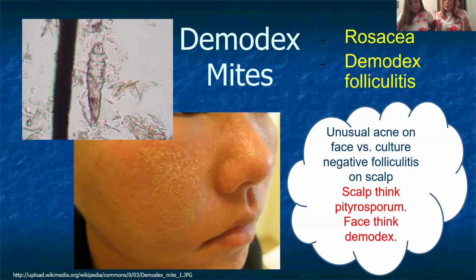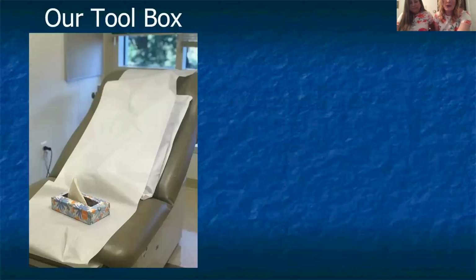So if you have an unusual follicular eruption that's not responding to antibiotics on the scalp, you have to think about pityrosporum. On the face, think Demodex. Pityrosporum, Demodex, and do that thin skin scraping for the Demodex and do that 1 millimeter punch biopsy for the pityrosporum.